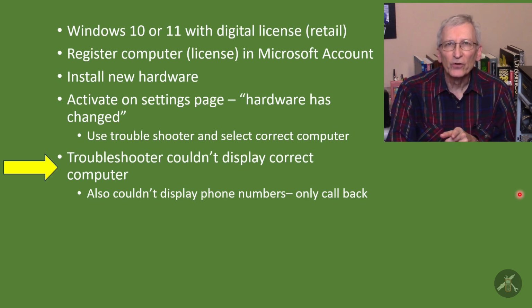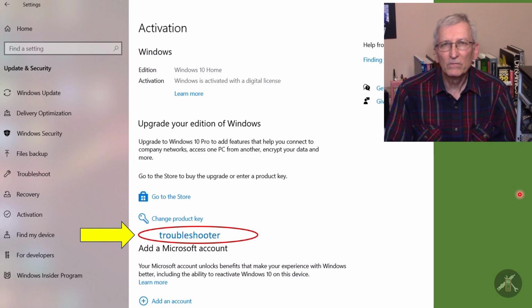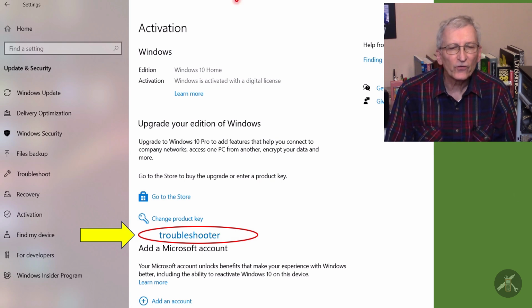I used the troubleshooter, but it wouldn't show the computer that I was on or the computer that I came from. And it also couldn't display any phone numbers. So this is what the activation screen looks like. You go into the settings page, go to update and security, and there's one down here that says activation, and then this is the activation page. The computer I'm working on here is already activated, so the link isn't there.